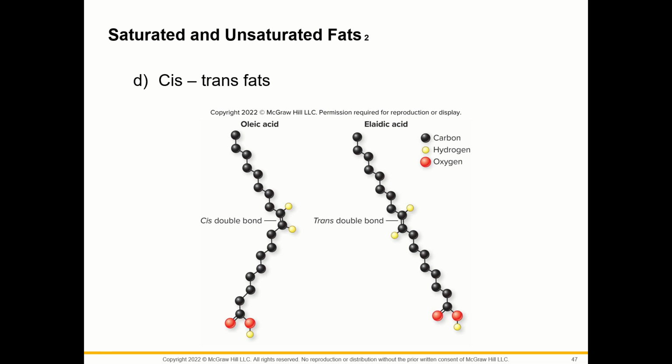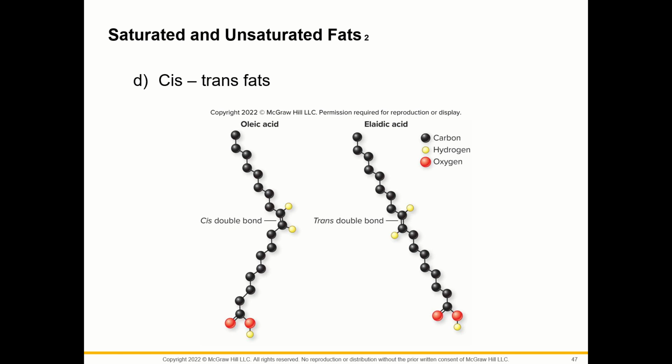Says oleic acid is a naturally occurring fatty acid with one double bond. Notice that both hydrogen atoms in yellow are on the same side of the molecule, and this is called the cis configuration. The cis configuration makes this naturally occurring fatty acid bend. The fatty acid on the right, however, is the same size and also has one double bond, but its hydrogens here are on the opposite side of the molecule, and this is called the trans configuration. This makes the fatty acid stay straight, more like a saturated fatty acid.